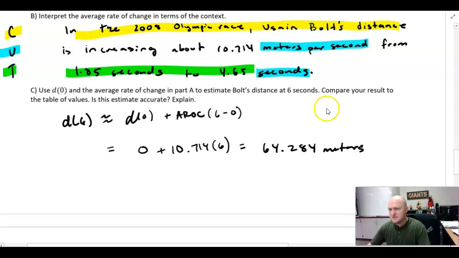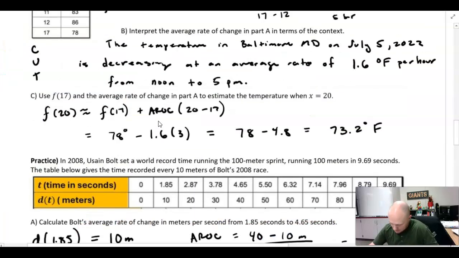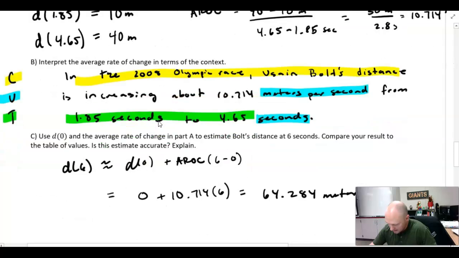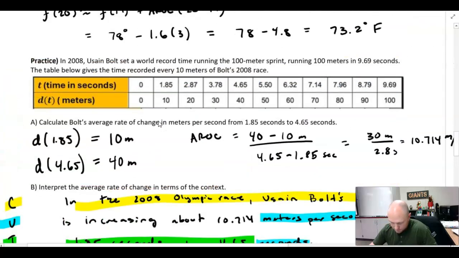Okay, they have some extra here. It says compare your result to the table of values. Is this estimate accurate? So looking at this table of values here, at 6 seconds, which is about here, did he run about 64 meters? This table would indicate he was short of that. So it's not exactly accurate.